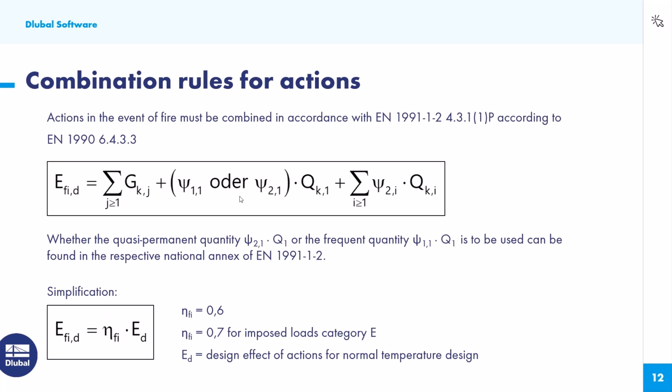There's a small error here. Sorry, it should be "or" and not the German word "oder". I'm sorry for that. I forgot to replace it. So it's without any partial safety factors. You see it here, not for the dead load and also not for the variable loads. And there's only the question if you have to use ψ1 or ψ2 for the leading variable action, but you should get this information from the respective national annex of your country.